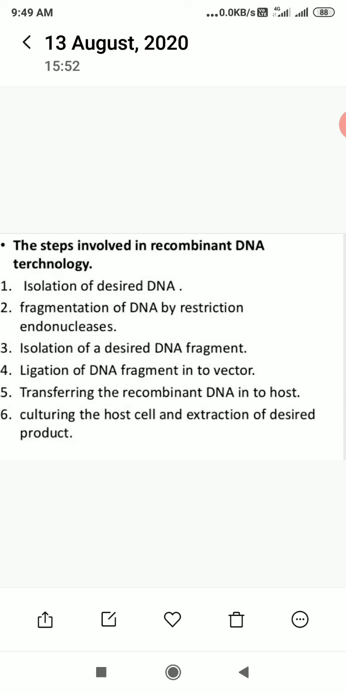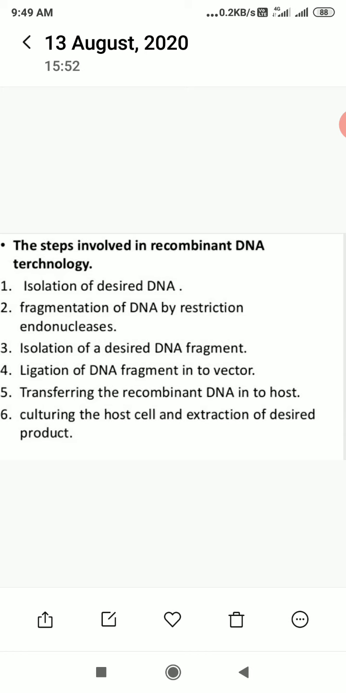Biotechnology, Principles and Processes. Here we are going to discuss the steps involved in recombinant DNA technology. The steps are: first, isolation of the desired DNA, meaning to separate out the desired DNA. We get the fragments of this desired DNA by restriction endonucleases. Isolation of these desired DNA fragments. Ligation means to tie, to attach the DNA fragments into the vector.